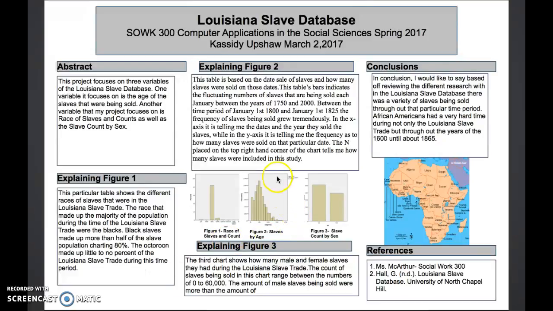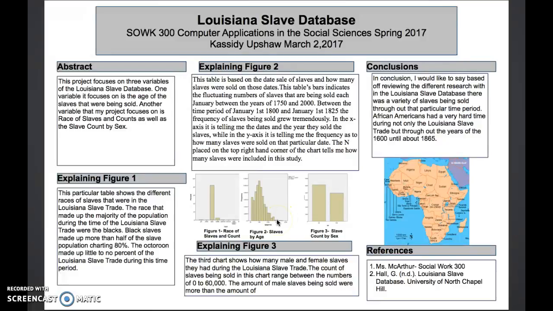Bar graph number 2. This bar graph shows the slaves ranged by age. This table is based on the date sale of slaves and how many slaves were sold on those dates. This table's bars indicate the fluctuating numbers of slaves that were being sold each January between the years of 1750 and 2000.